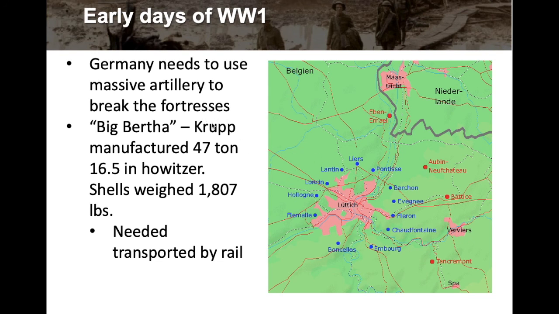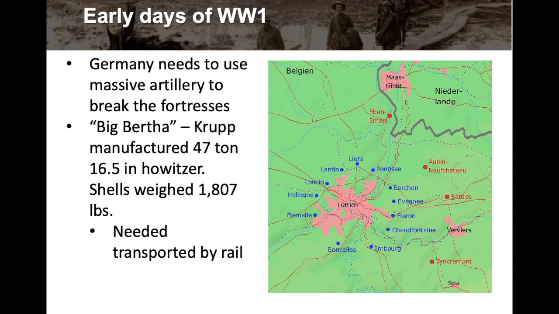To break these forts, they had to bring in a lot of artillery, which takes time to bring in and set up. Well, some of these forts were so massive that the Germans needed to bring in big artillery to blast the forts. They had to bring in these guns nicknamed Big Berthas. And they were Krupp. Krupp is a factory in Germany that made armaments.